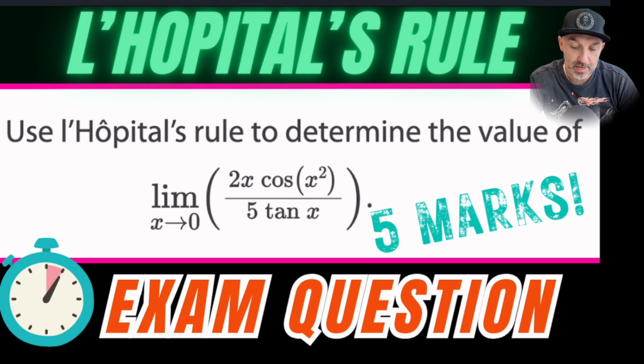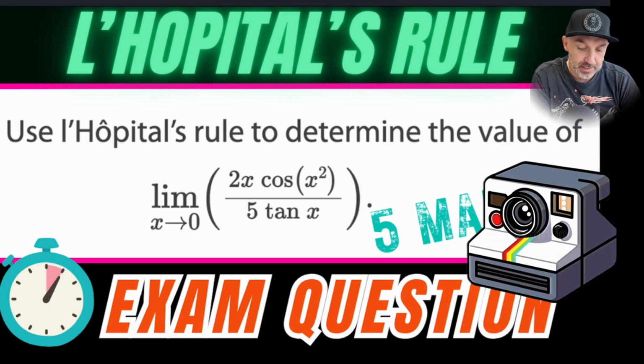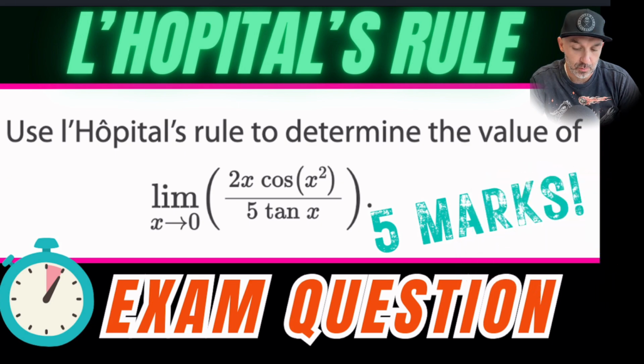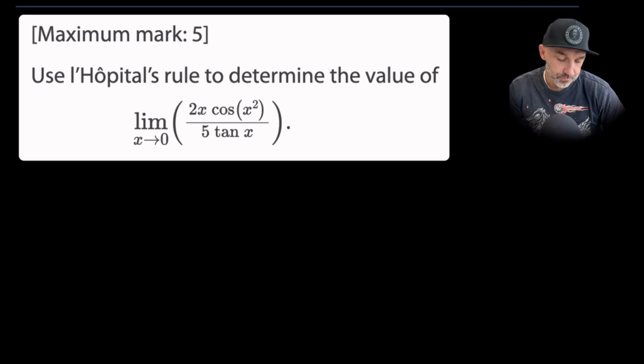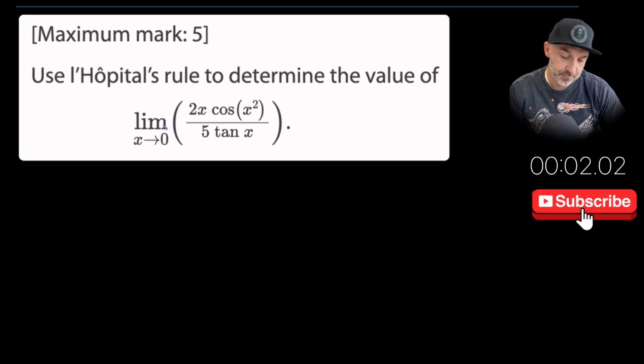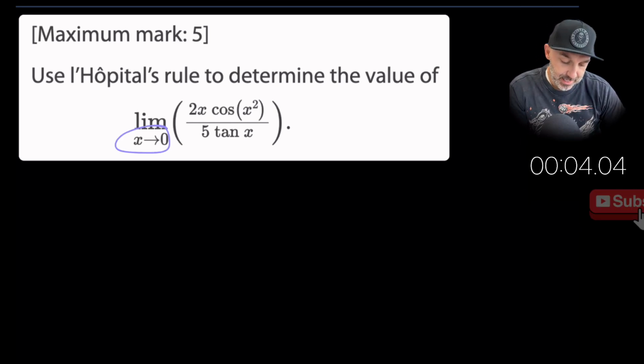This one is on L'Hopital's rule. It featured in an IB higher level paper, and would also feature in an AP Calc or A-level course, for example. It's 5 marks. I should be able to do this in 5 minutes or less. Okay, start the clock. Use L'Hopital's rule to determine the following, as x tends to 0.